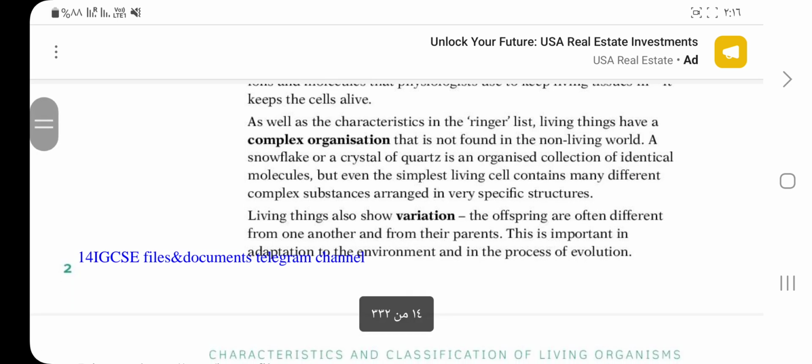Living things or living organisms have a complex organization. It's very important to know that living organisms have a complex organization that's not found in the non-living world.